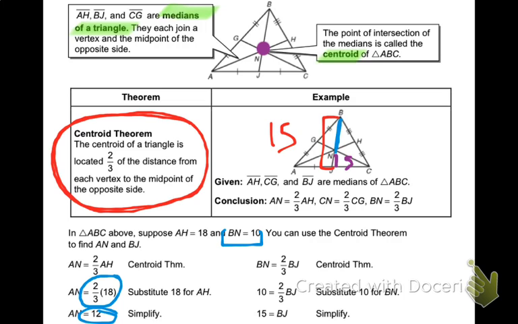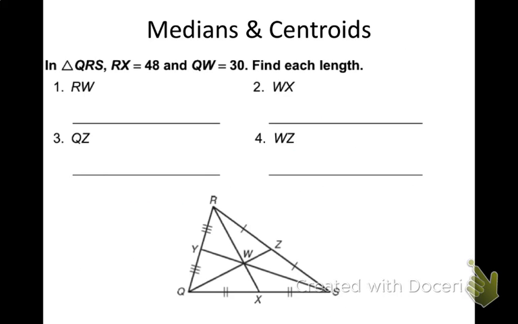Let's look at a couple problems here. We're going to go step by step through this. Number 1. I want to find RW. It says in triangle QRS, RX is 48 and QW is 30. Find each length. So RX, the red line, is 48. That red line is 48. It says I want to find RW and I want to find WX.